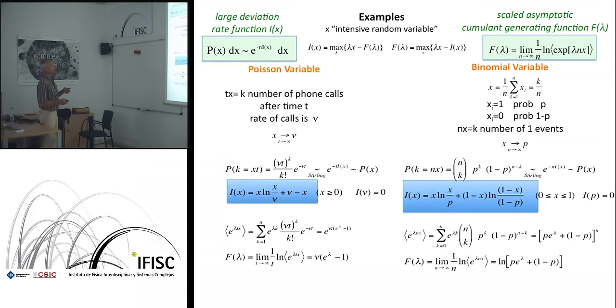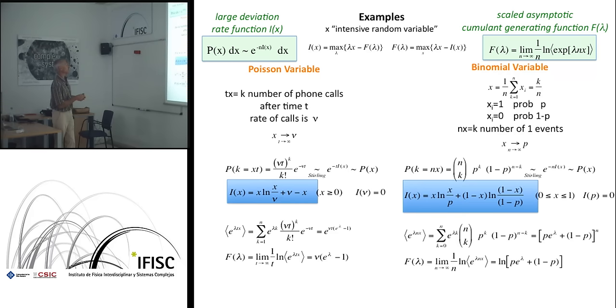Okay. Another example, I mean, sorry, many examples. This is an example with time, so that's why I put it. Poisson variable. I'm waiting for phone calls, and there is a certain rate at which the calls come in. Let's call it nu. And I count the number of phone calls after a time t, and I call this k. Of course, this number is increasing with time. If I wait longer, I get more calls. So the intensive variable that is interesting is k over t, which I call x. And again, I expect that x will converge to the average rate of incoming calls.